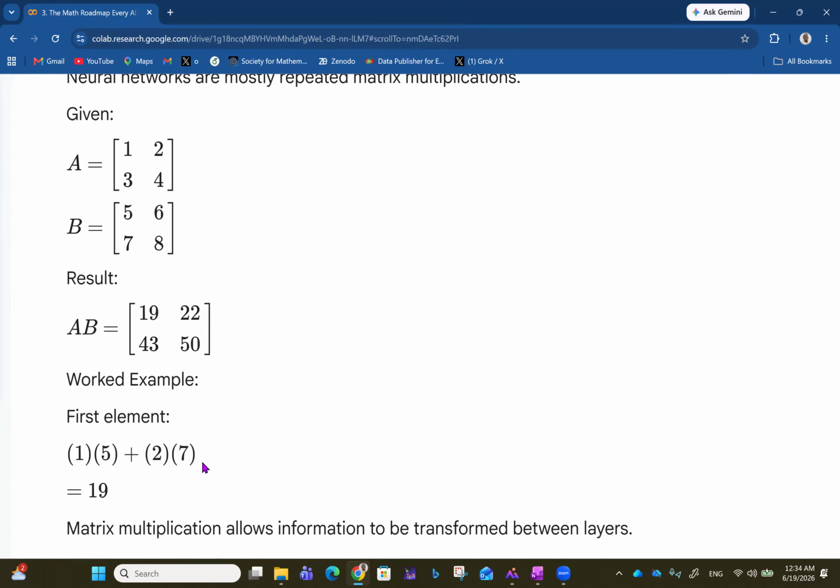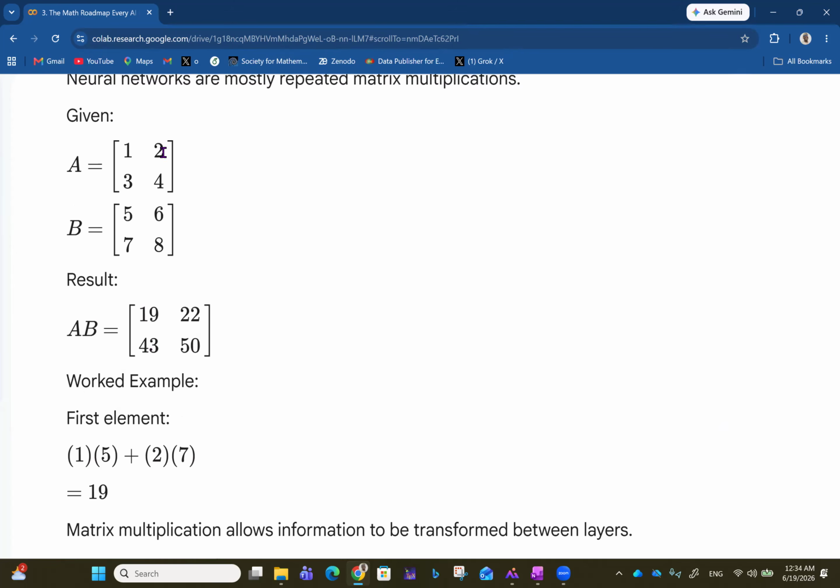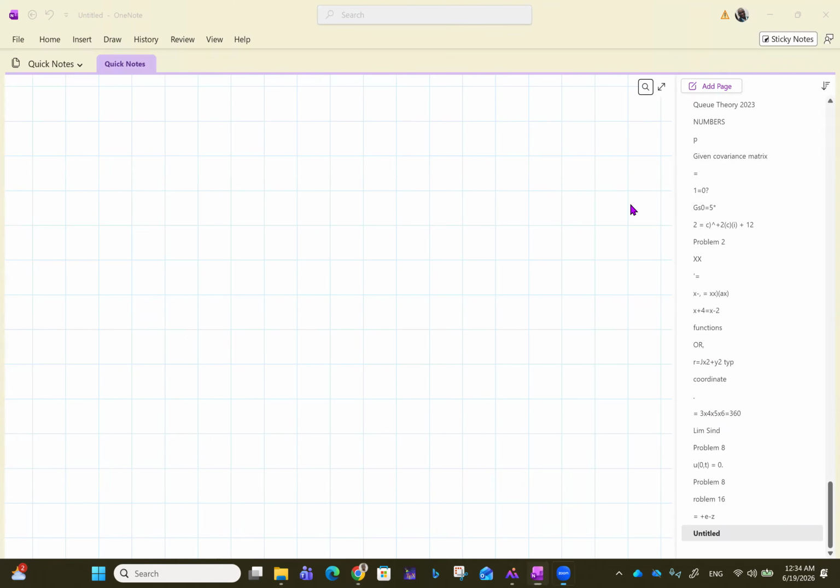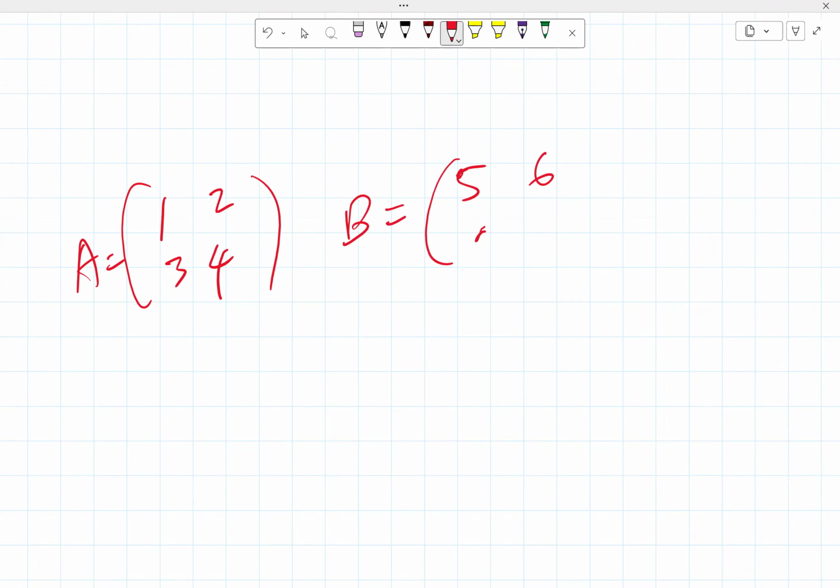And how do we get that? We simply multiply. I have a fast way of doing that, which I explained amply in the linear algebra playlist, as well as the matrix playlist. That was the first playlist, by the way, on this channel, the matrix playlist. So you have A to be 1, 2, 3, 4, and B is 5, 6, 7, 8.